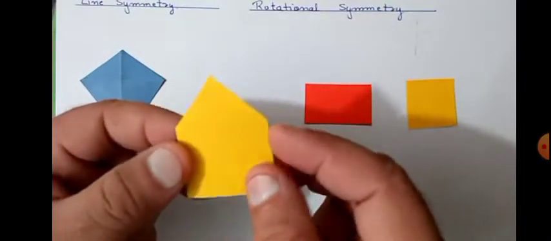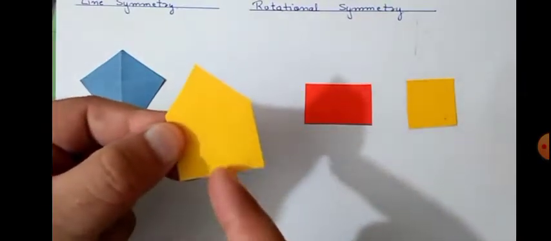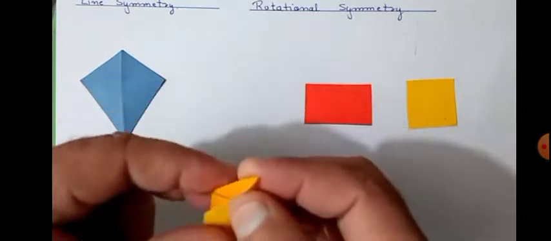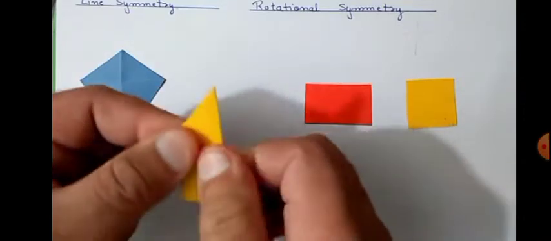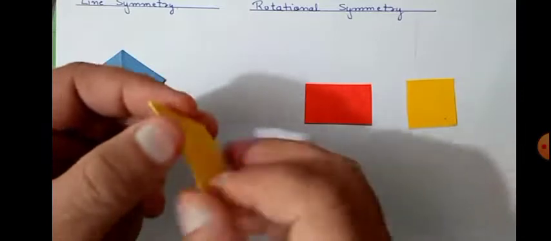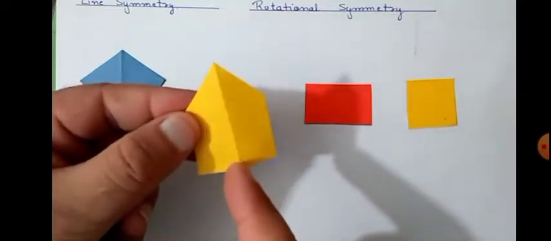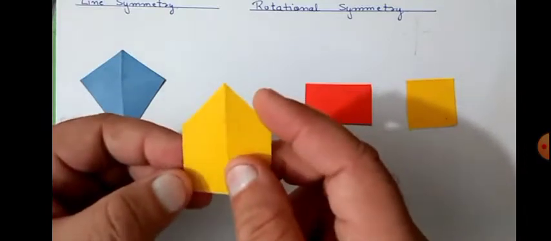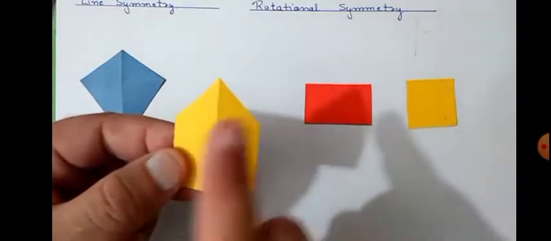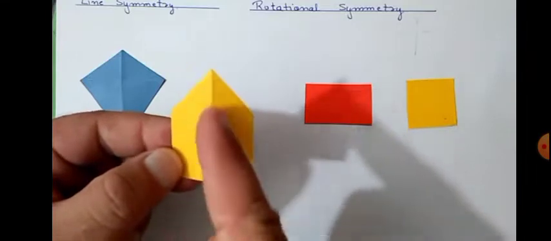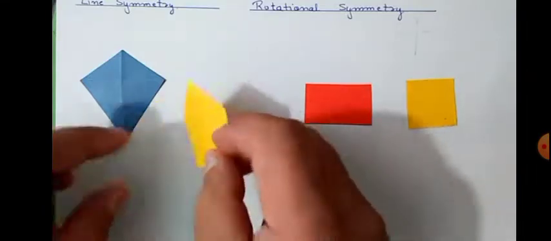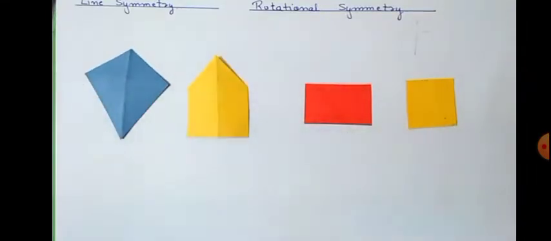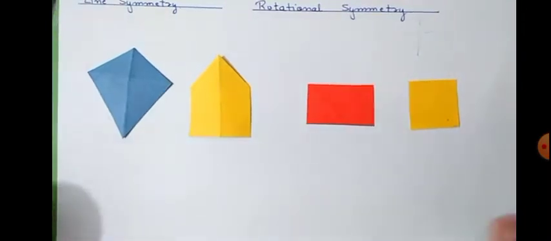Now this is a pentagon. When we turn like this, then we get, see, both have the same part. If we turn except this line of symmetry, then we will not get a same part. So these two figures have only one line of symmetry.